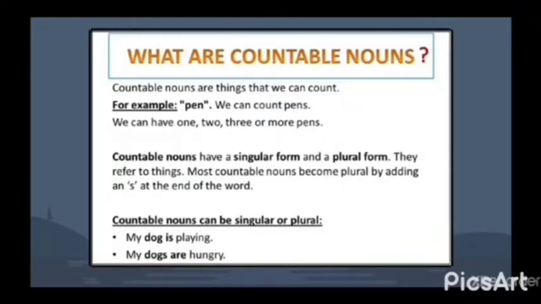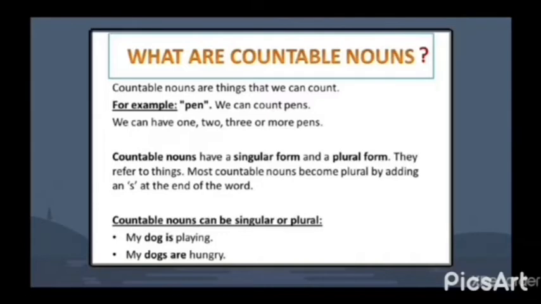Countable nouns have a singular form and a plural form. They refer to things. Most countable nouns become plural by adding s at the end of the word. Yes, pen, pens, girl, girls, orange, oranges, potato, potatoes. So anything which you can count is your countable noun, and these countable nouns do have their singular and plural form.